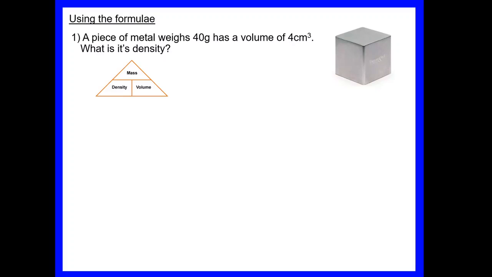So starting off then, let's draw our triangle. We've been asked to find the density, so we're going to cover up the word density, and we're left with mass over volume. So that's mass divided by volume. So 40 grams divided by 4 centimetres cubed will give us 10 grams per centimetre cubed.